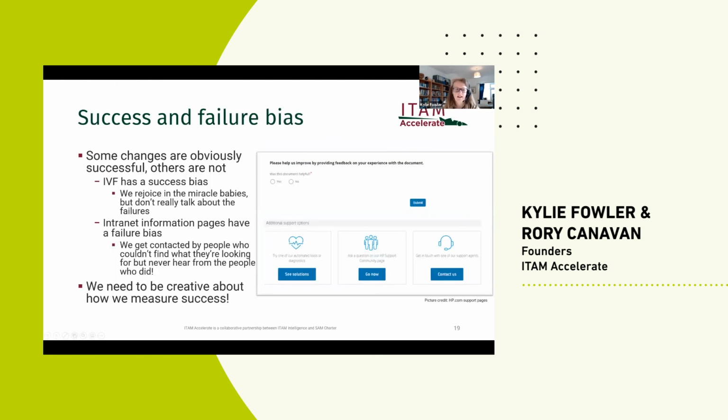So this is a different concept again, which is something to think about when you are determining the success or failure of an intervention or a change that you've made. And this is success and failure bias. So in our world, when we make a change, sometimes we see an impact and sometimes we don't. Now, if we see the impact of the change very clearly, then we could say that that intervention has a success bias. So IVF, for instance, has a success bias because our friends and our family rejoice in the miracle babies that are wandering around.